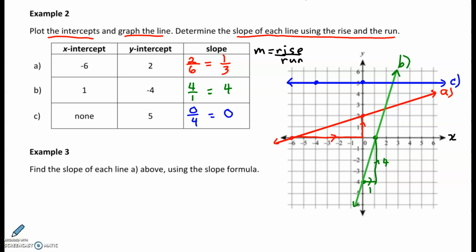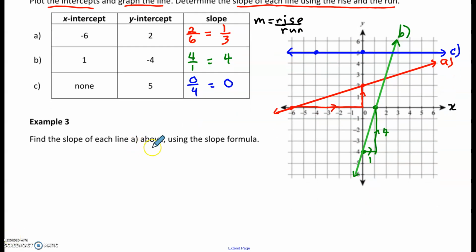In the next example, it says to find the slope of each line A above using the slope formula. And I think there's a typo. We want to find the slope of line A above using the slope formula. So we're just going to do it once.